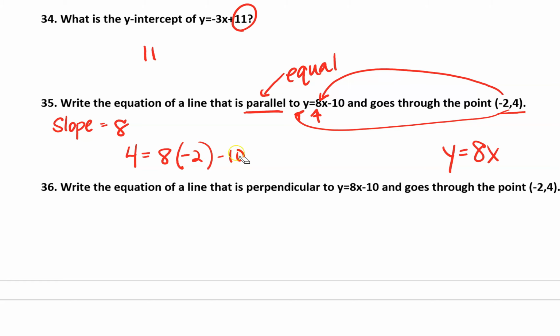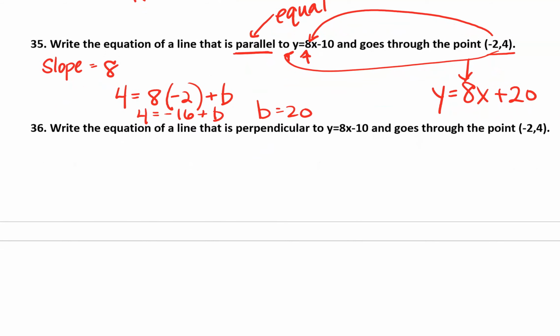minus 10, but I don't want the same intercept. I need to solve for that. So 4 equals negative 16 plus b, and b equals 20. So I'm going to add 20. So this is my equation that would have the same slope, but go through that point.